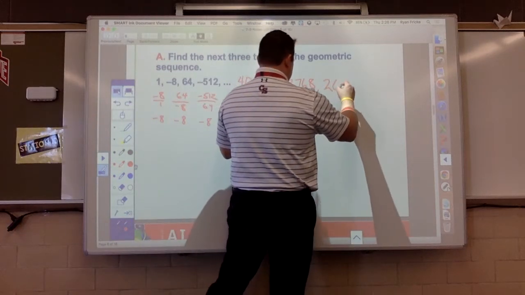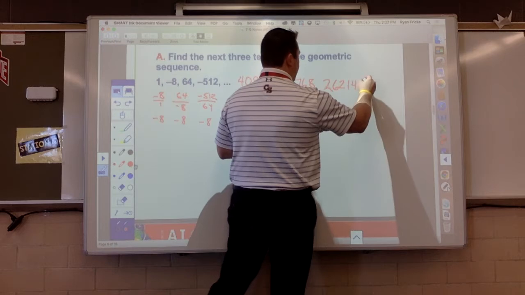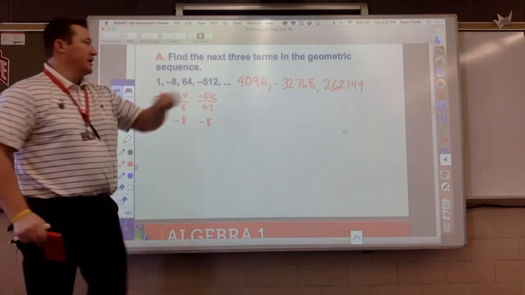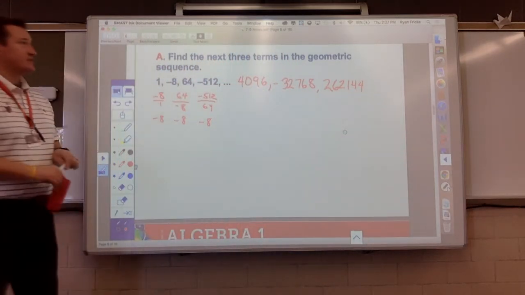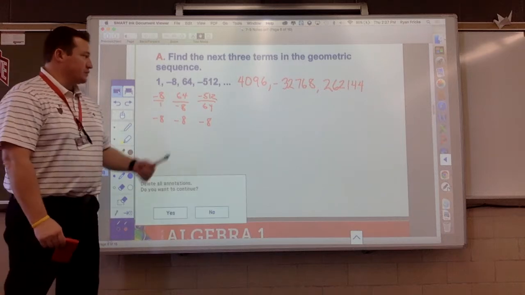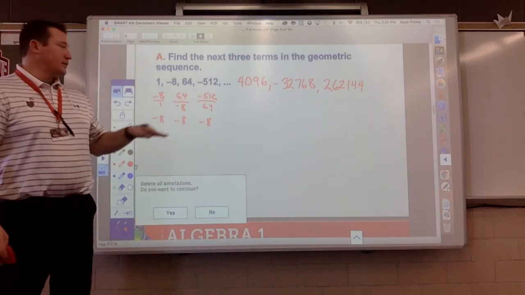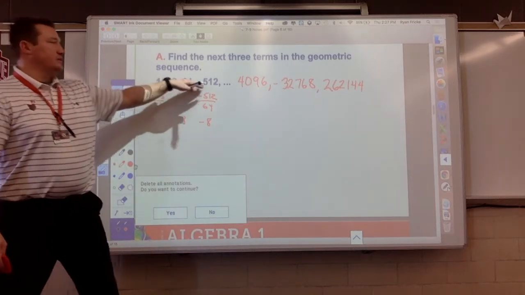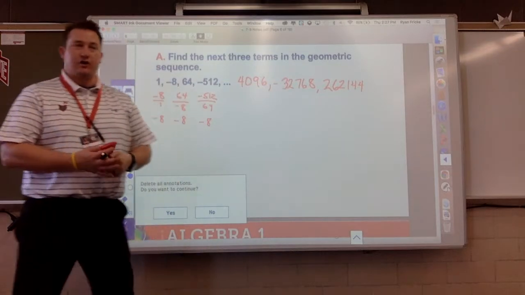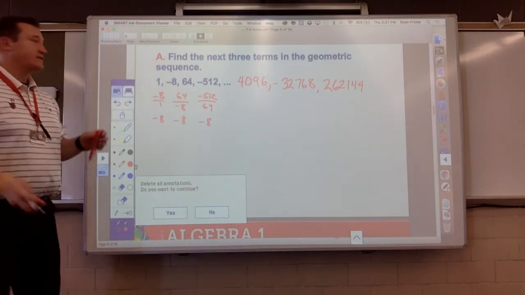I get 262,144. Bam. There's your next three terms in that sequence. That's how easy it is. We always find our common ratio, and then we're just going to multiply to keep finding those extra terms, those successive terms.